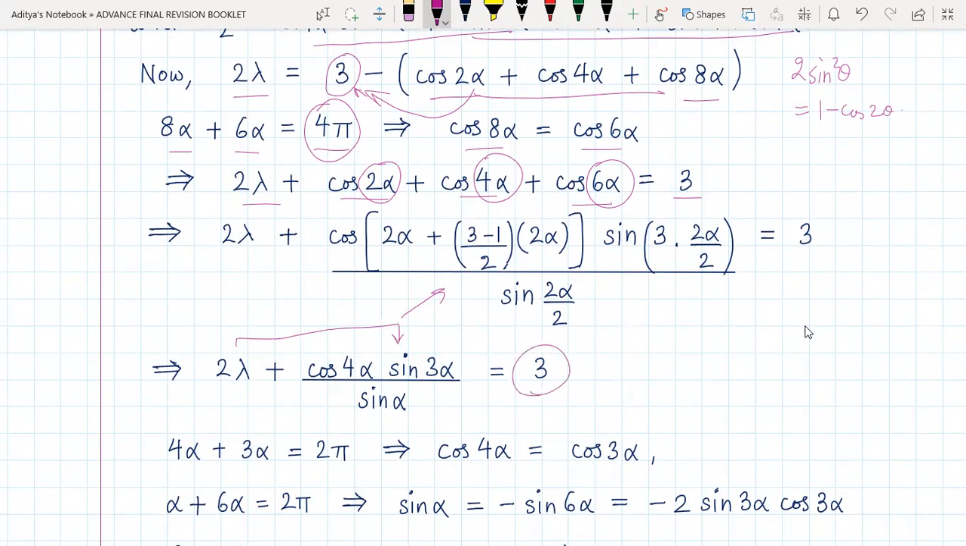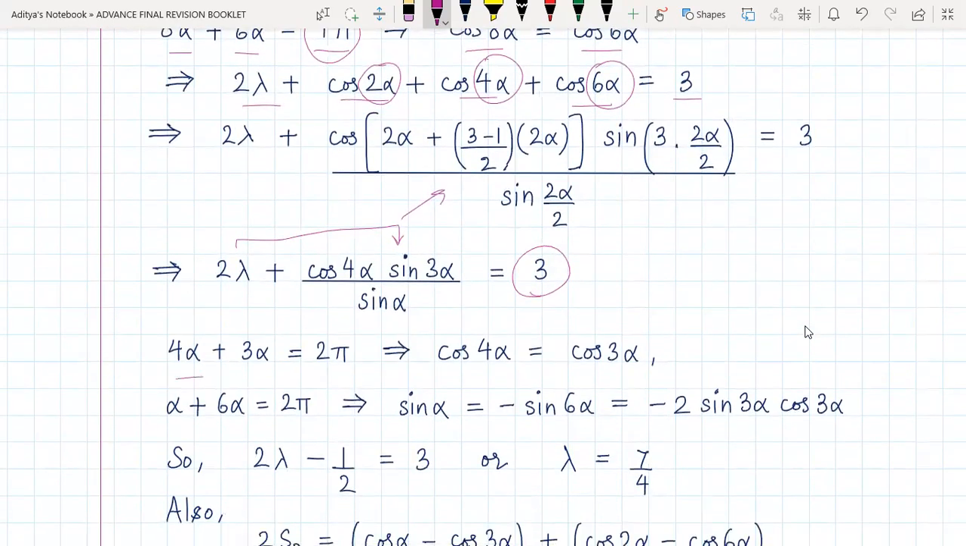Now, the thing is that 4 alpha plus 3 alpha is equal to 2 pi. So their cosines once again would be equal because this is an integral multiple of 2 pi. Look, the thing is that cos of 2 pi minus x, or in fact 2n pi minus x, is equal to cos x. As simple as that, nothing difficult here. So that's what we are using. So cosine of 4 alpha would be equal to cos of 3 alpha. Moreover, alpha plus 6 alpha is equal to 2 alpha.